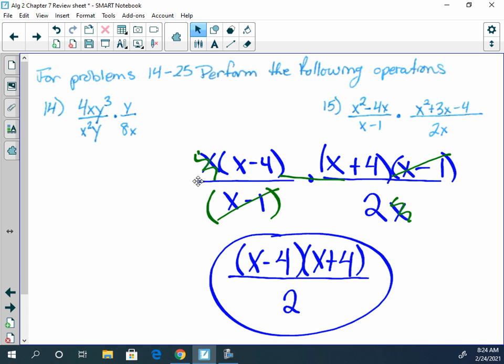Now, we do have a restriction of 0 and 1, but unless it says to list the restrictions, you don't have to do it. Actually, with the break, I'm not going to be a stickler about restrictions on most of these here. Okay, I'm going to pull that out.